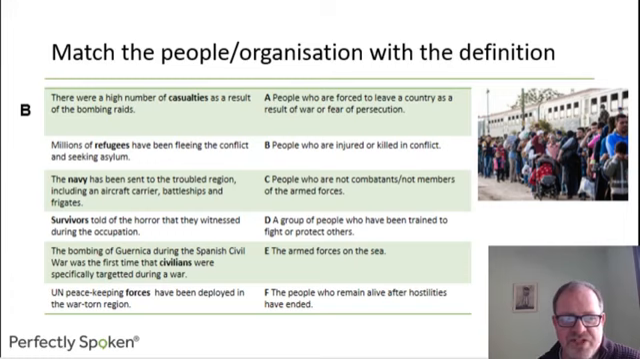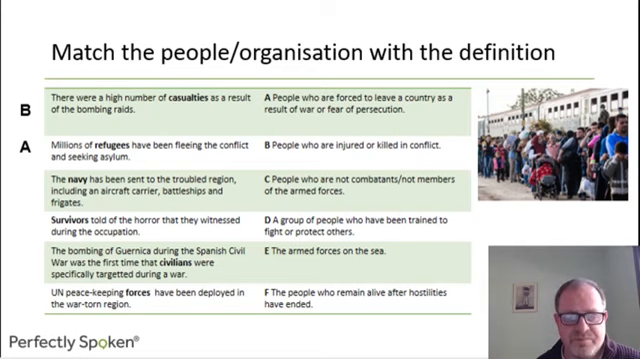Next one, millions of refugees have been fleeing the conflict and seeking asylum. Seeking asylum is to get another country to agree to protect you, and you can stay there because you can't go back to your own country. And the answer is A, people who are forced to leave a country as a result of war or fear of persecution, refugees.